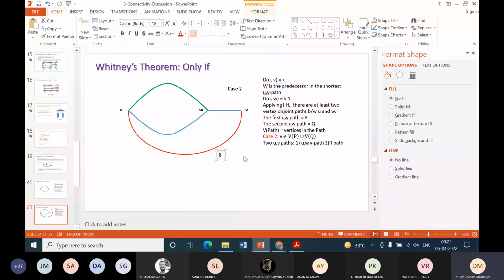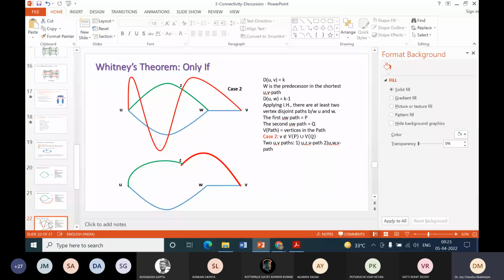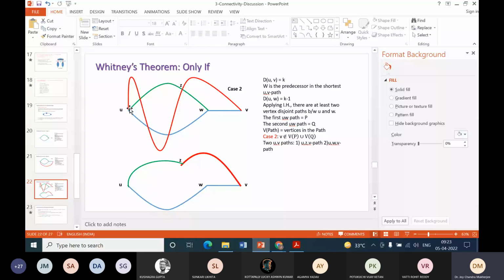This is one case. Another case, maybe in the connection between U and V, if I delete W, U and V are not disconnected. But that does not mean this R path is totally vertex disjoint or internally disjoint. It may so happen that it crisscrosses with these vertices. So that is the important case. So suppose this path is like this. So this is a UW path, this is another UW path, and V is not a part of either P or Q, and since if I delete W, U and V are not disconnected, that means there is some path like this. Okay, and definitely these paths are not vertex disjoint.